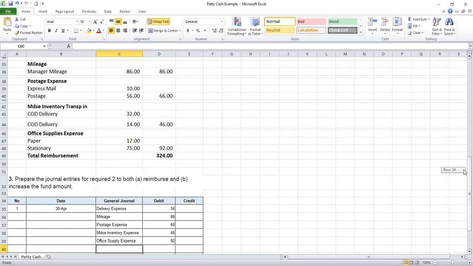A quick aside: merchandise inventory transport in could be an expense, or it could just go to the inventory account and increase that account. So instead of the expense, you could put it as merchandise inventory. For this assignment, it's really up to you. Honestly, the more preferred way is to put it as merchandise inventory. I got carried away with my expenses.